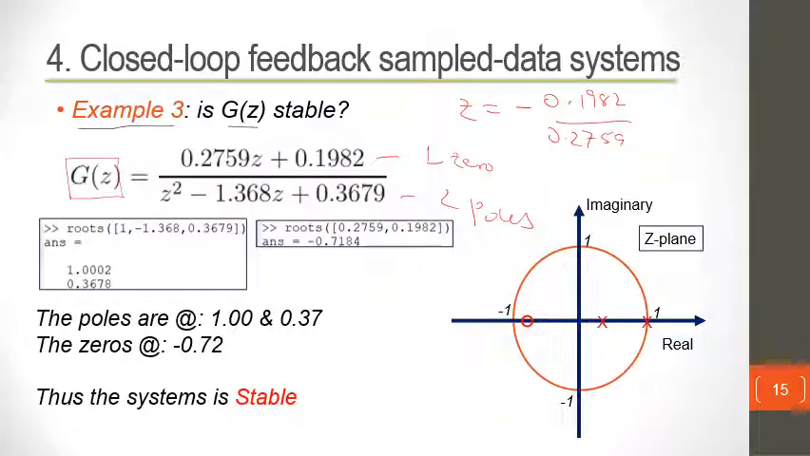So this would be the 0, for instance. And you can calculate where that 0 needs to be located. And then you can put it here, because this becomes negative 0.72.